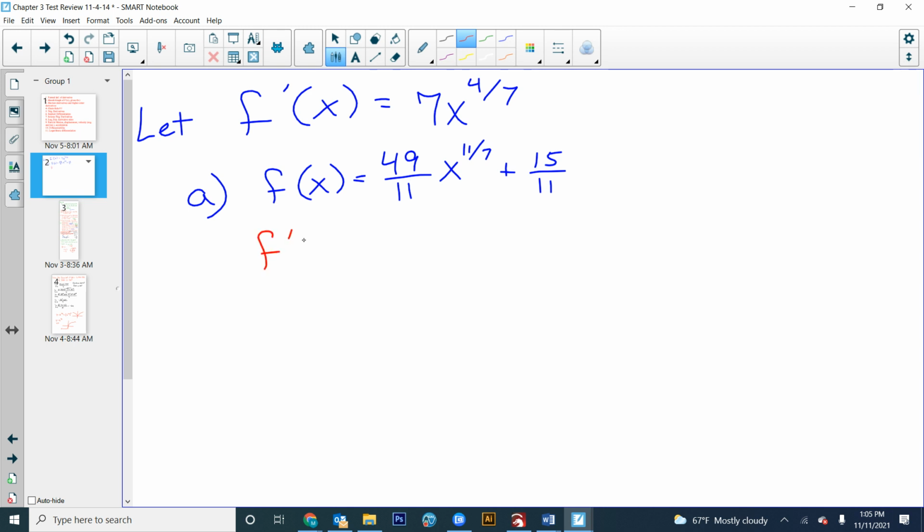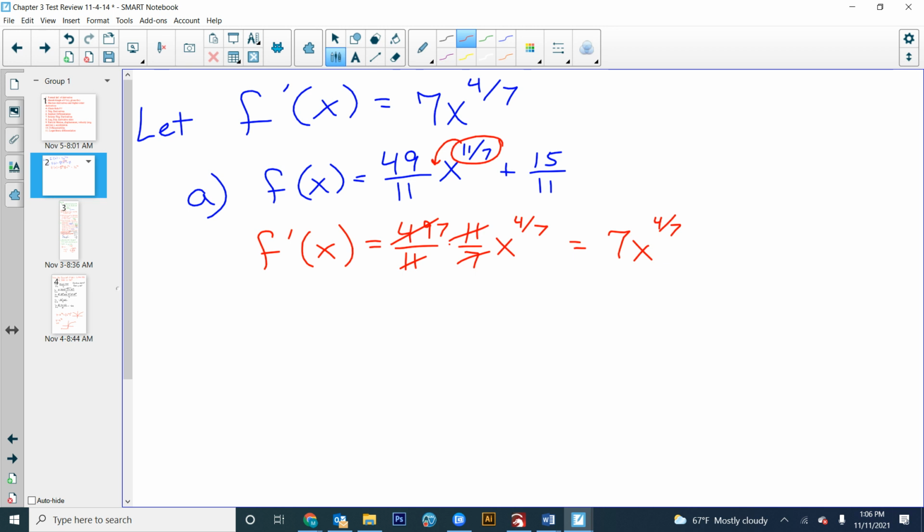So f prime of x, the appropriate rule is the power rule. I have 49 elevenths. This power comes down and multiplies. And then I subtract 1 from the exponent. I have to subtract 7 sevenths. 11 sevenths minus 7 sevenths is 4 sevenths plus 0. 49 sevenths is 7. Seven x to the 4 sevenths. Did that match?